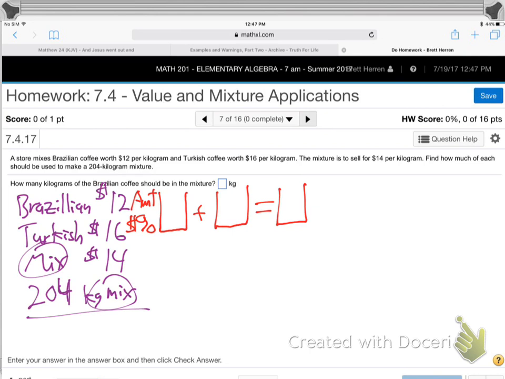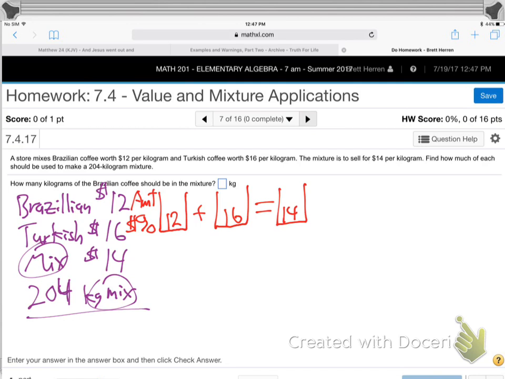So, $12, $16, and $14, right? See how the final coffee price is between the other two? It's always got to be that way, right? You got the cheap stuff, 12 bucks. The expensive stuff, $16 a kilogram. The final product's going to be a mix of the more expensive and the cheap. Can be between them at $14 a kilogram.